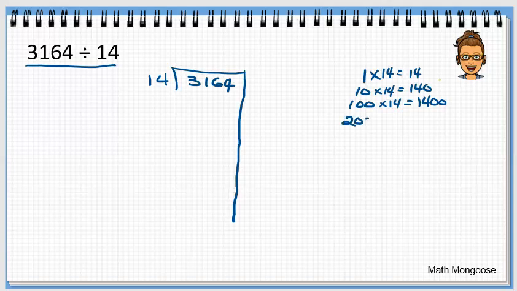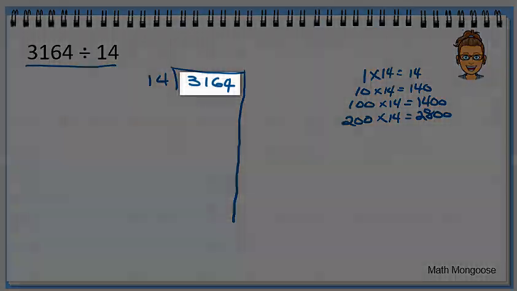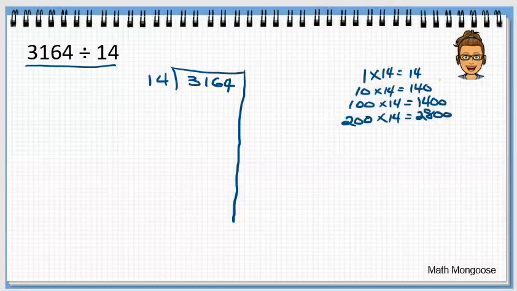How about 200 groups of 14? If 100 groups of 14 is 1,400, then 200 groups of 14 would be twice that amount, which would be 2,800. 2,800 is pretty close to that. So let's stop, and if we have to come back, we'll come back. All right, so we look at 3,164 and say, what is the largest number over here that we could take out? We can take out 200 groups, so we're going to take out 2,800 and we're going to subtract.